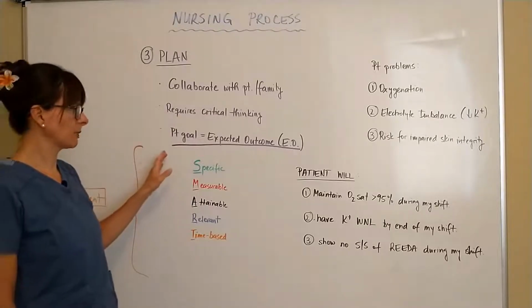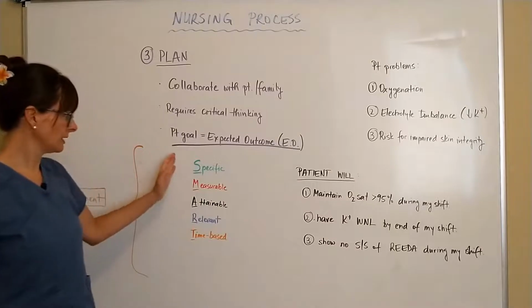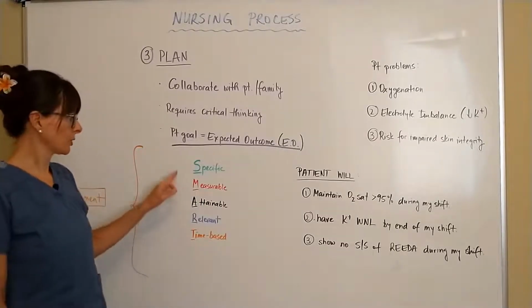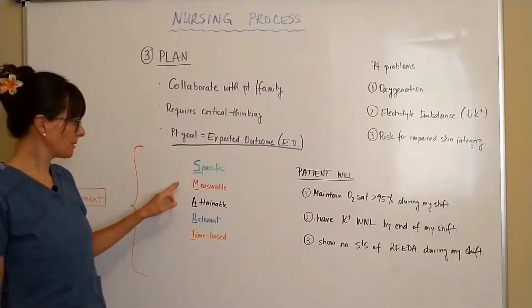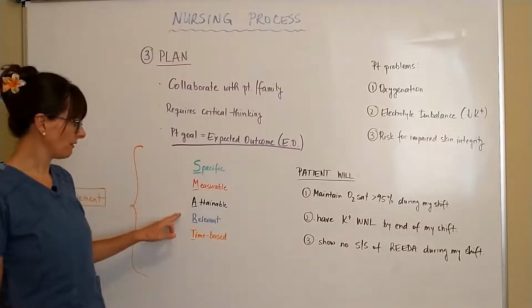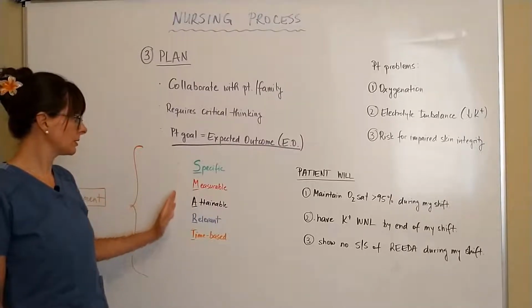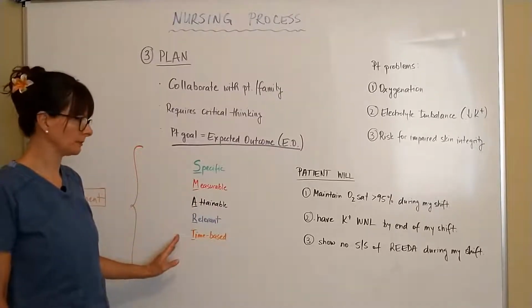Now, when we come up with patient goals, we follow this acronym here called the SMART criteria, which stands for specific, measurable, attainable, relevant, and time-based. So every patient goal needs to have these 5 criteria.